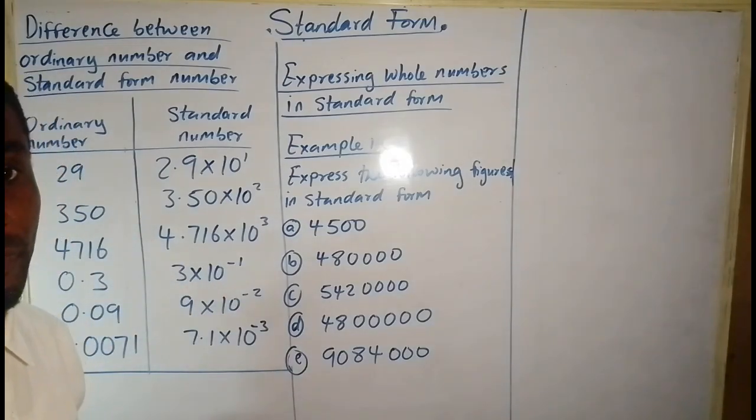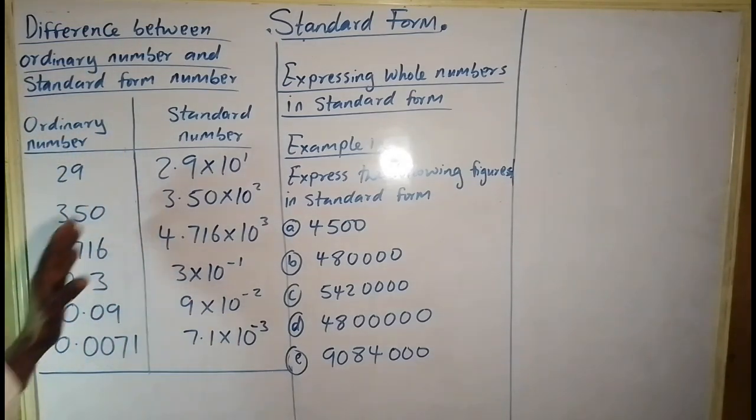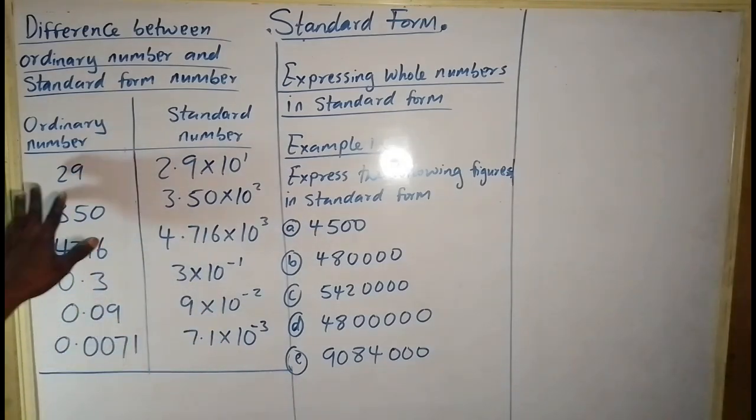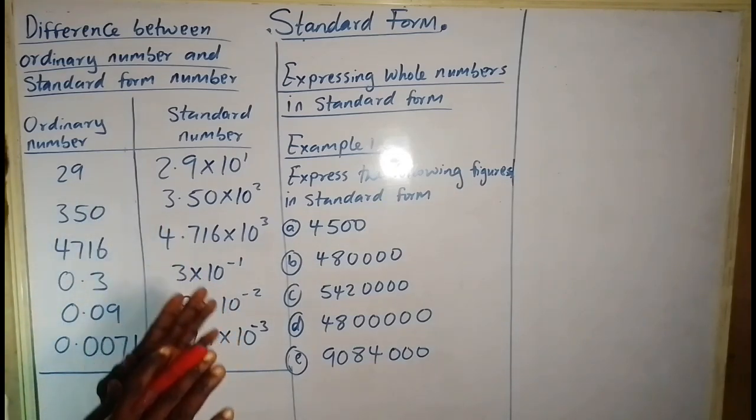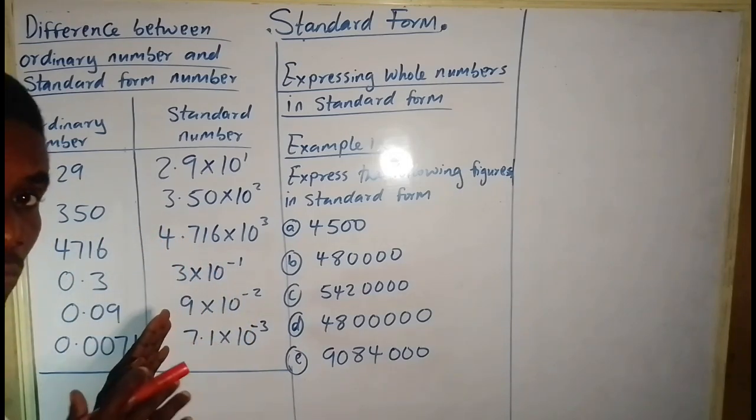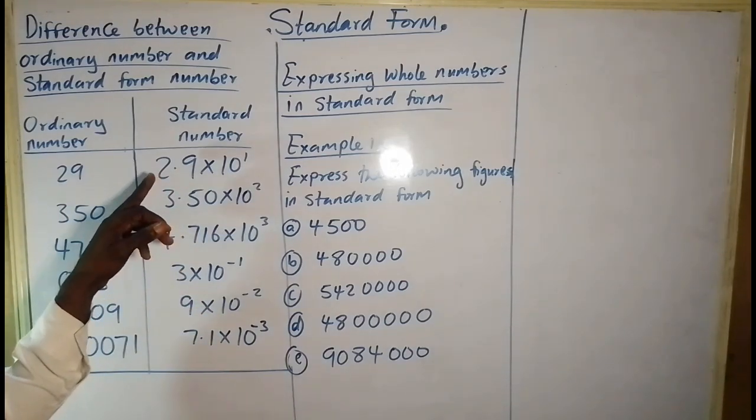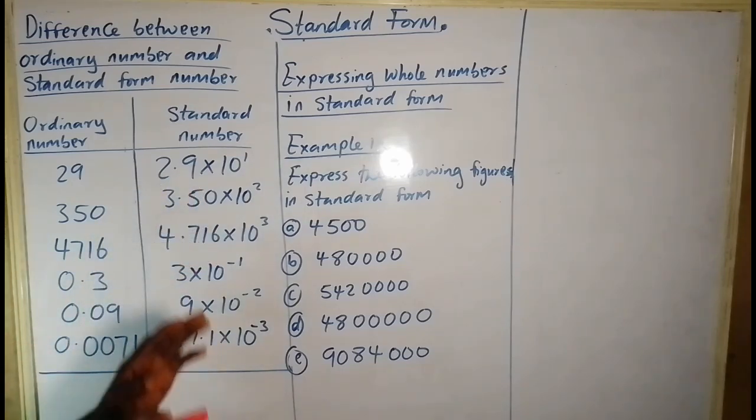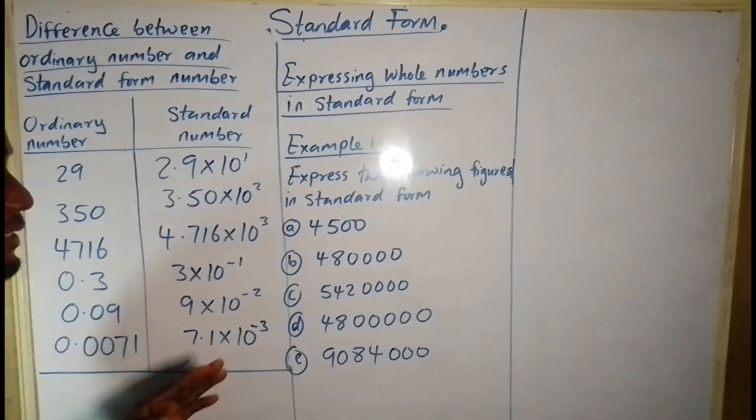So let's discuss the difference between ordinary number and standard form number. Take a look at this. These are ordinary numbers and these are standard form numbers. Now, when we have 29, to express this in standard form, we recall that in the expression in standard form, the A represents the number to be greater than or equal to 1 and less than 10. So that is why we are having this 2.9. It won't be 29 anymore, because the number that we want to express in standard form must be greater than or equal to 1 and less than 10.